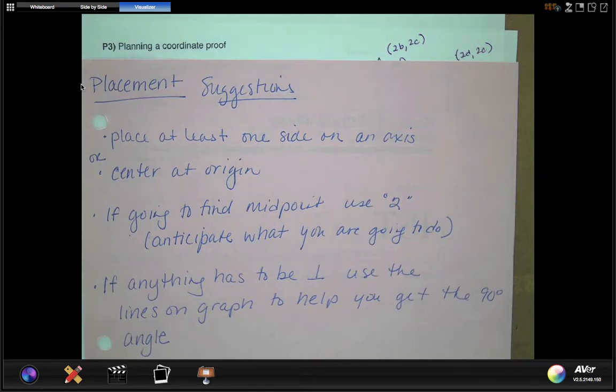If anything has to be perpendicular, so if you're putting a rhombus out there and you want to show the diagonals are perpendicular, it's kind of nice if you put the diagonals on the horizontal and vertical lines, because that really helps you ensure that you get a 90-degree angle, else you're kind of eyeballing it and you're probably going to mess it up, okay? All right, so let me look here at 6, 8, see which ones would be good to do with you.